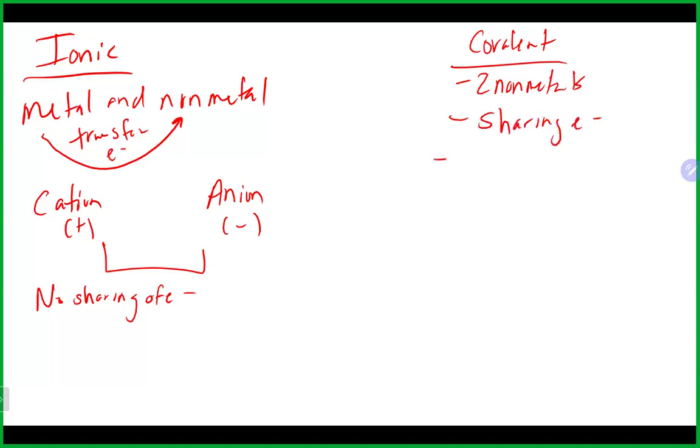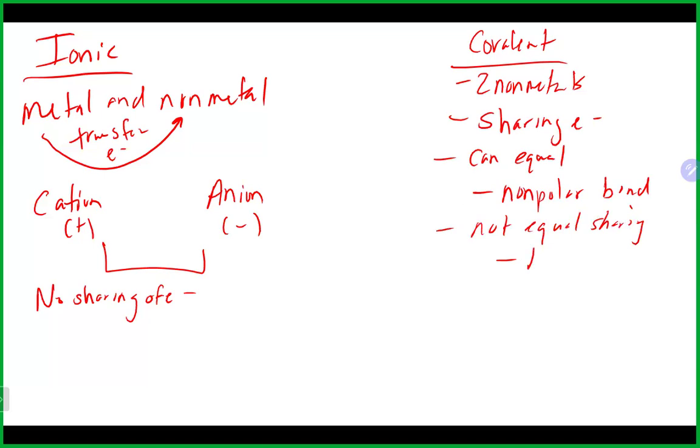And as we talked about, that sharing can be equal sharing of electrons, which creates a nonpolar covalent bond. We could also have a case where the electrons are not shared equally. And that results in a polar bond. Remember that it is, as we were talking about towards the end there, electronegativity that really is the big overwhelming factor as to whether or not those electrons will be shared equally or unequally.